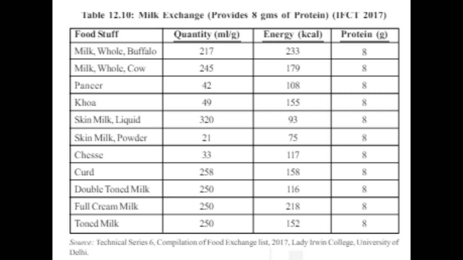For this reason we have the food exchange system, which provides almost the same amount of calories, carbohydrates, proteins and fats grouped together. By this we keep the total intake of nutrients constant, but at the same time provide variety in foods. Thus there may be difference in the weight of the food which provides the constant nutrients. For example, let us take the milk exchange as highlighted in Table 12.10. Table 12.10, Milk Exchange, provides 8 grams of protein, IFCT 2017.